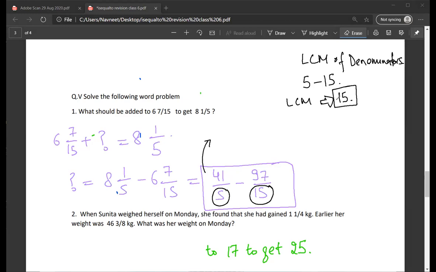Mr. Satya, have you understood? Yes. Now, the good thing is that 97 by 15 already has its denominator as 15. So I need not change the equivalent fraction of 97 by 15. Mr. Satya, have you understood? Yes, sir. I need to write 41 by 5 as something upon 15. Mr. Satya, what should be this something?